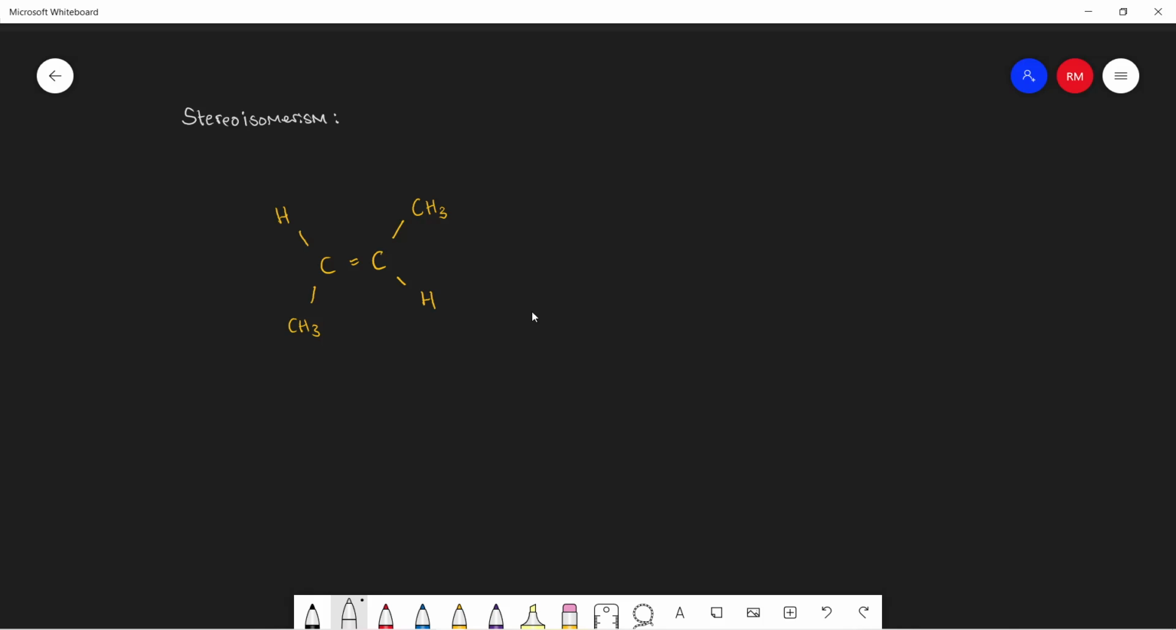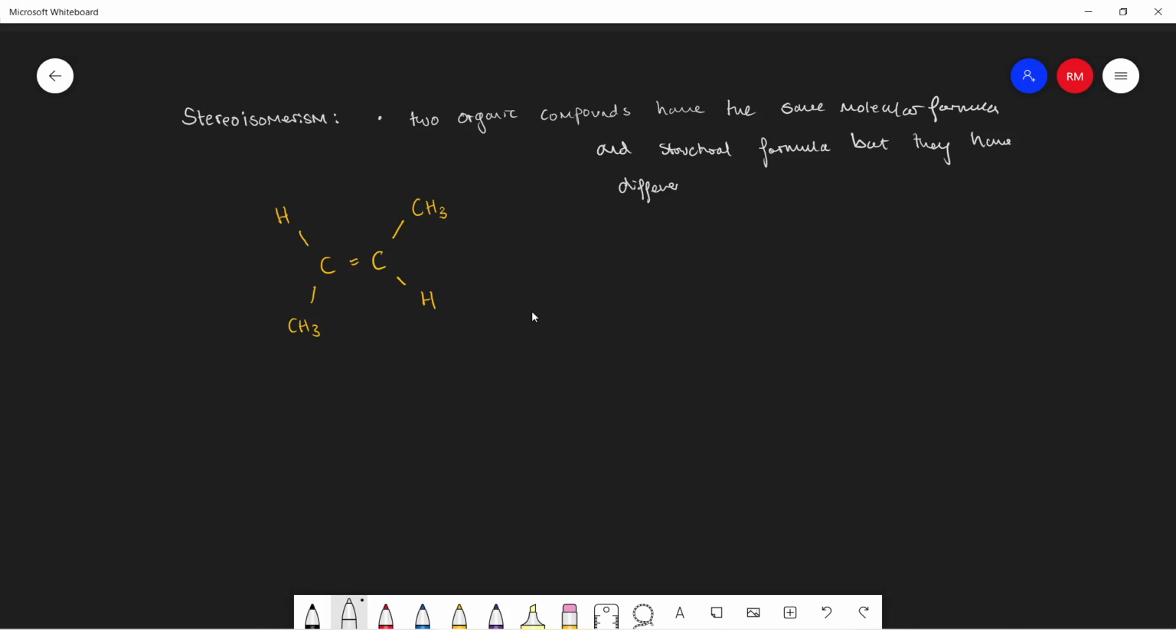Now, what a stereoisomer is, is when two organic compounds have the same molecular formula and structural formula, but they have different arrangements of atoms in space.